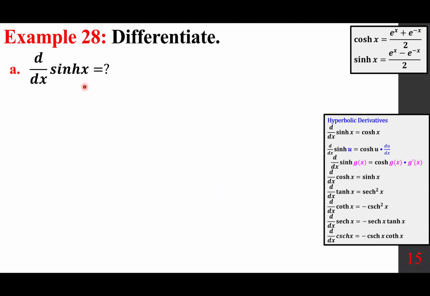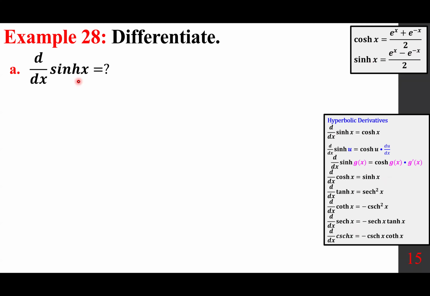d/dx of sinh x. As you recall, when we looked at hyperbolic functions, cosh x by definition is e to the power of x plus e to the power of minus x over 2. sinh x, or hyperbolic sine, is e to the power of x minus e to the power of minus x over 2. And we said the derivative of sinh is cosh; the derivative of sinh u is therefore cosh u du/dx, or sinh of g of x would be cosh g of x times g prime of x, and the rest follow. The derivative of cosh is sinh and so forth.